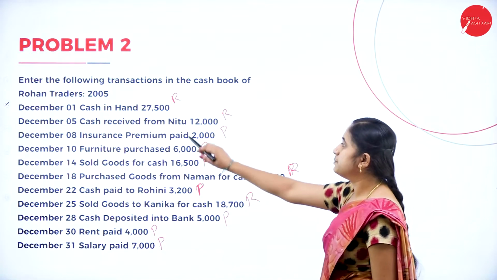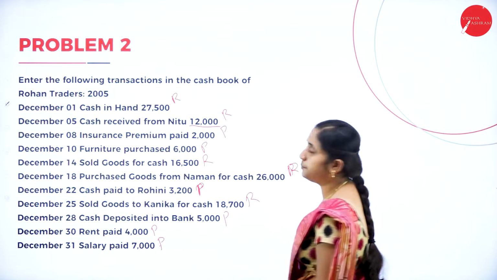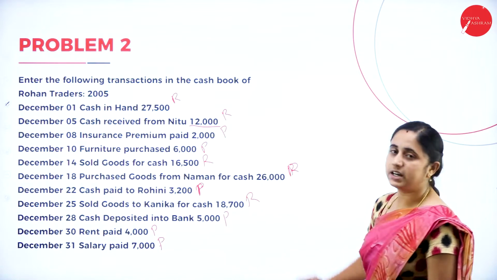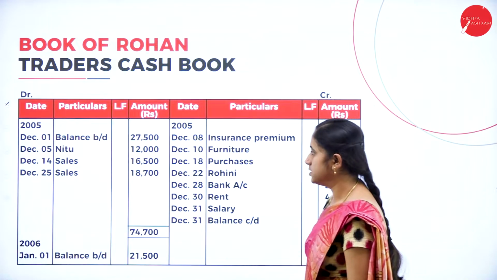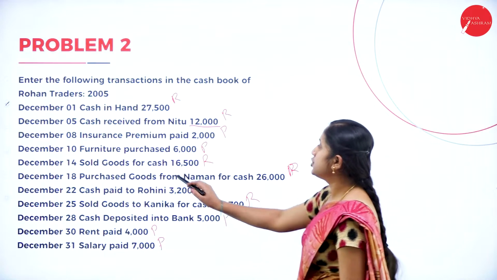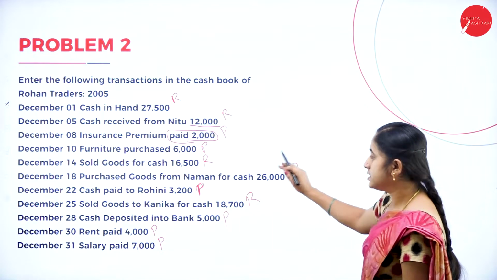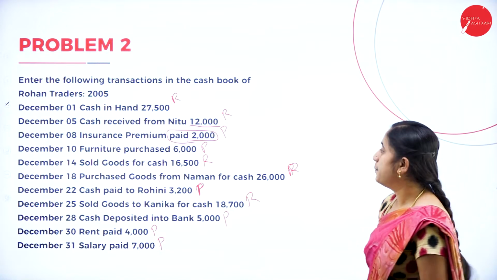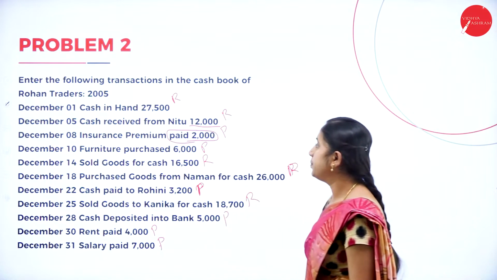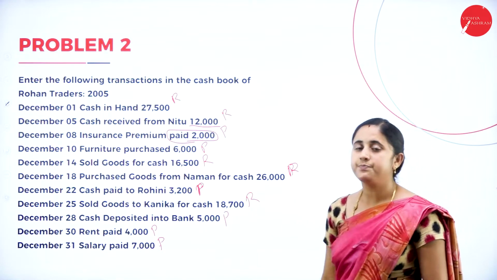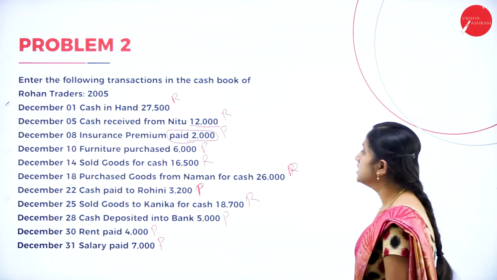27,500. Next, December 5, cash received from Neetu. This is a receipt, so write in the debit side of the cash book as Neetu 12,000. Again, insurance premium paid. This is a payment, so write in the credit side. December 8, insurance premium paid rupees 2,000. Next, furniture purchase. This is a payment, so write in the credit side. Furniture account rupees 6,000.